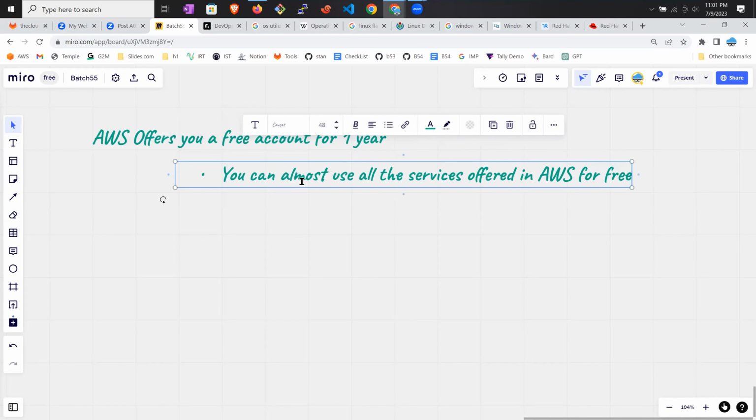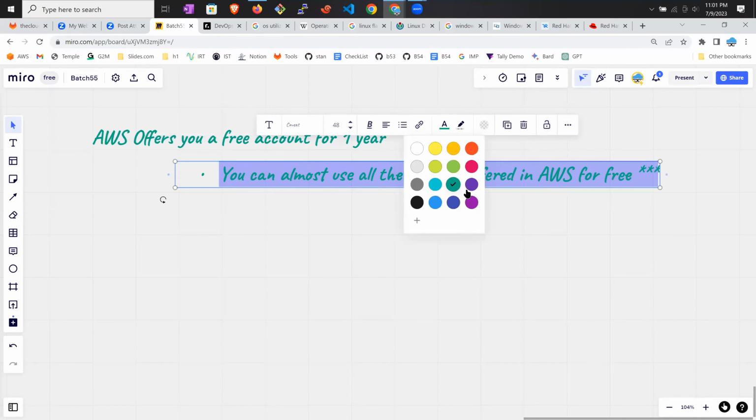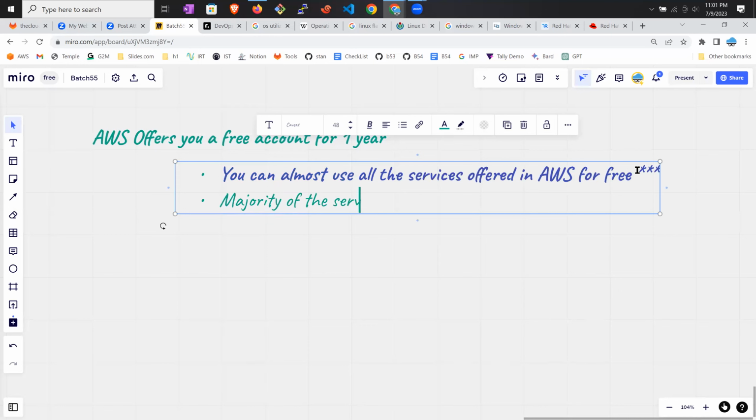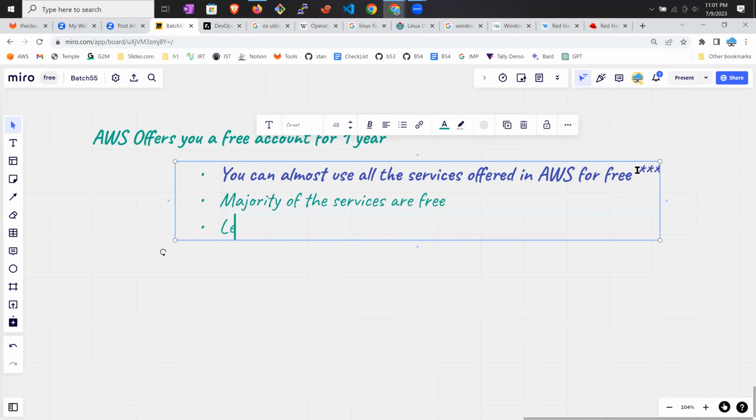Again, I'm telling you there are certain terms and conditions that we are going to talk about in detail. If you follow them, you get most of them for free. So we are going to start adopting the terminology. Majority of the services are free. And I want every one of you to adopt the cloud terminology.